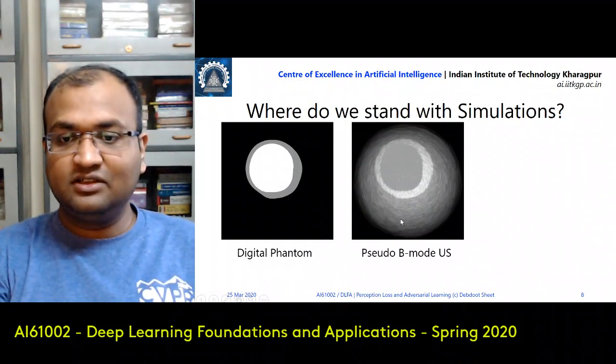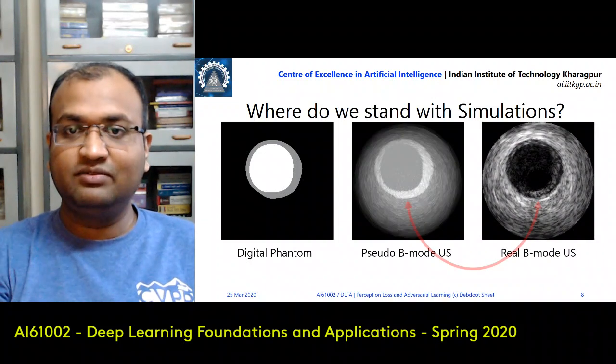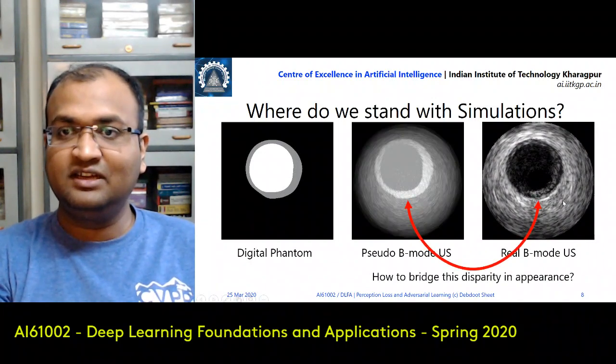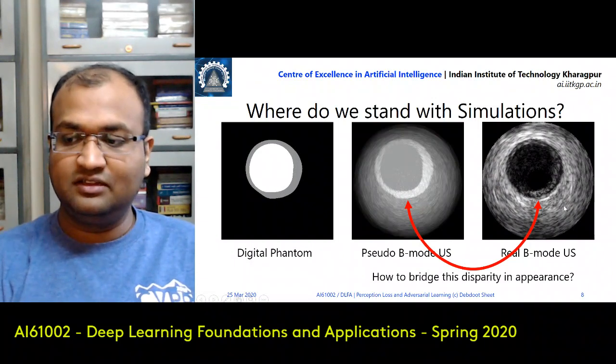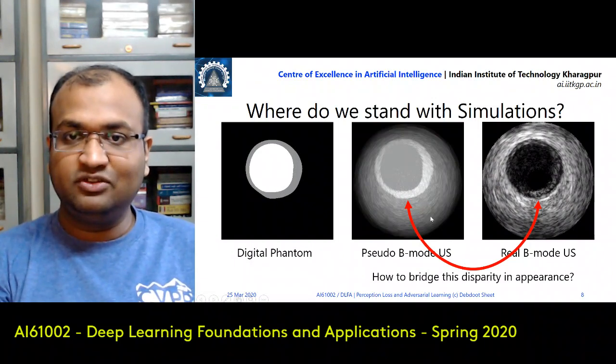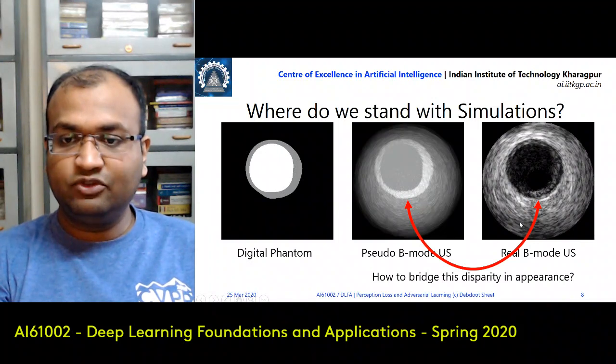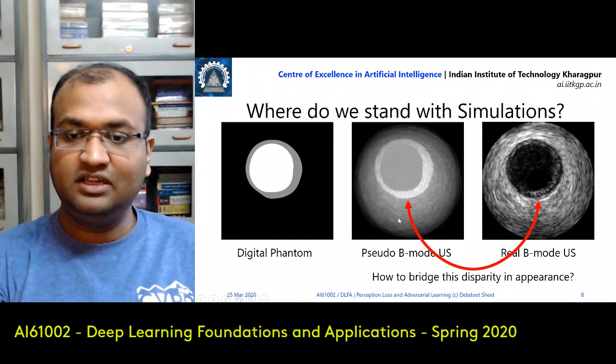The point is that whatever you get in simulation looks very different from what it should be in real life. For this particular artery, the real image looks like this on the right hand side, and the one simulated from the previous method is what you see in the middle. Now there has to be a mechanism to bridge this disparity, was the problem at hand.